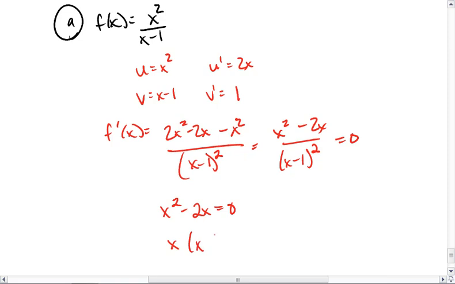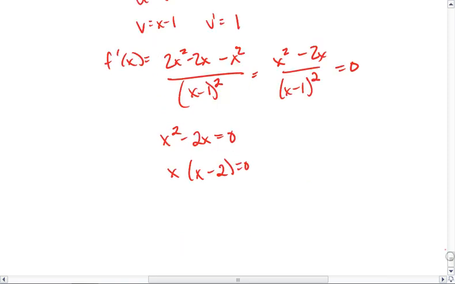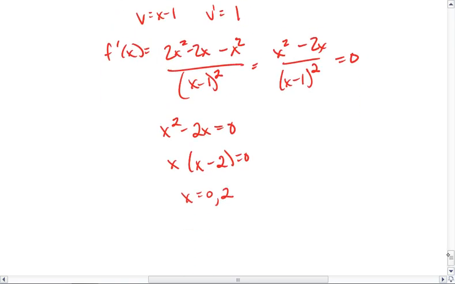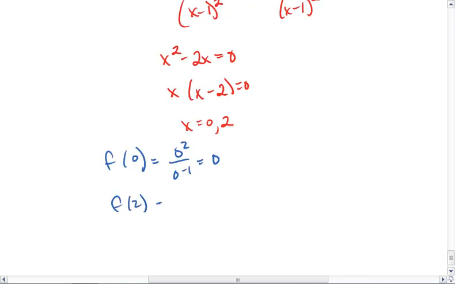We can factor out an x, and we find that x equals 0 or positive 2. So those are the x coordinates where our original function has a slope of 0. To find the actual ordered pair, we plug these values back into f. We find that f of 0 is 0 squared over 0 minus 1, which is 0. And f of 2 is 2 squared over 2 minus 1, which is 4. So our two coordinates are (0, 0) and (2, 4).